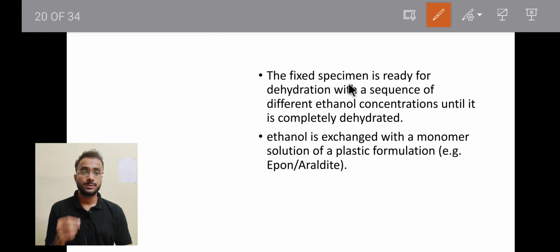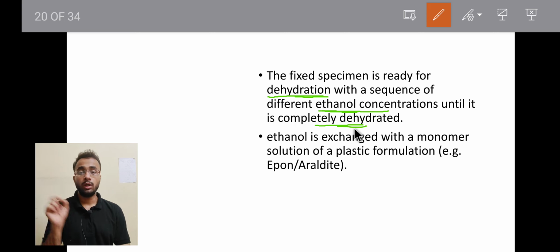The fixed specimen is ready for dehydration. The second process is dehydration, where we remove the water with a sequence of different ethanol concentrations. So how exactly do we remove the water from our specimen? We give the treatment of ethanol, that is alcohol, until it is completely dehydrated.